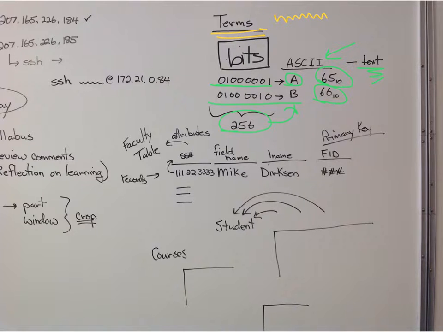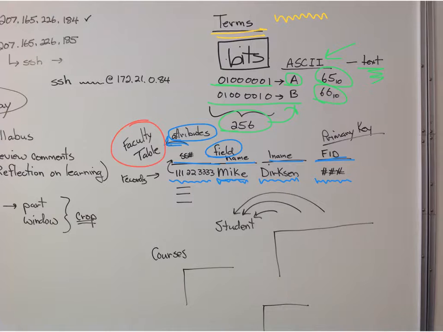You can take a bunch of bits, put them together, and represent a name, like Mike Dirksen for the last name, maybe a social security number, and faculty ID maybe. These are all fields. This is a data item, name of the field. And these fields, or a lot of times called attributes, can be used in a table. For example, we have the faculty table.